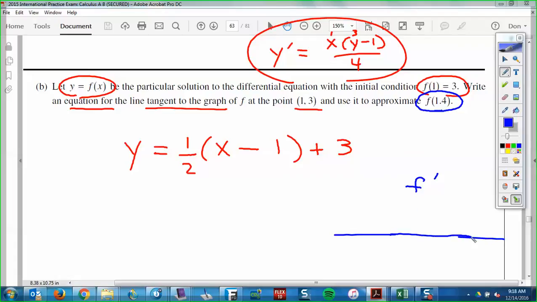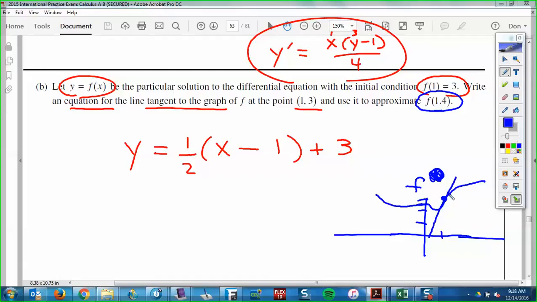Okay, so what I'm saying to you is, and I'm sorry, this is the f graph. So let's just say the f graph went through this point right here. And here, what we just found is our tangent line. Are you with me? We just found the tangent line right here.